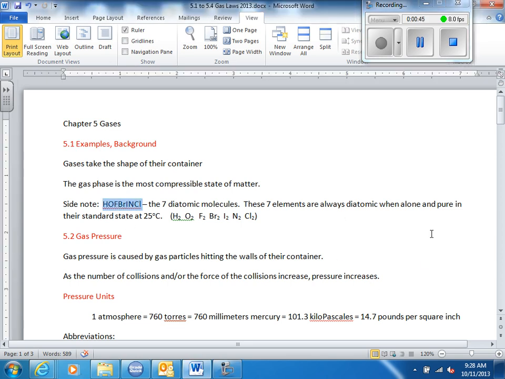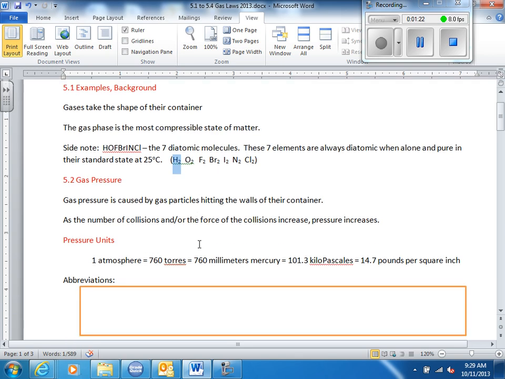Now this is very important, this Hofbrinkel list here. You have to memorize this. This is not only about gases, but most of these are gases. Everything except for iodine and bromine in this list is a gas. These elements, H, O, F, bromine, iodine, nitrogen, chlorine, are all diatomic when they're pure elements at 25 Celsius. And we write them as these diatomics right here. So whenever I say hydrogen gas, you need to visualize it's H2, not just H alone. This will come up a lot in the problems.